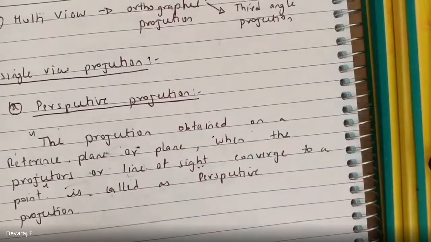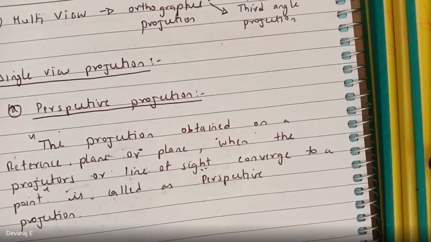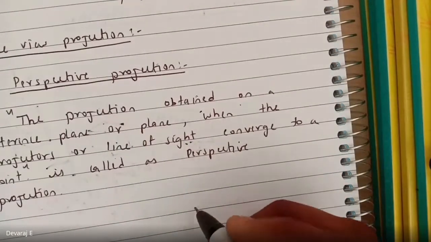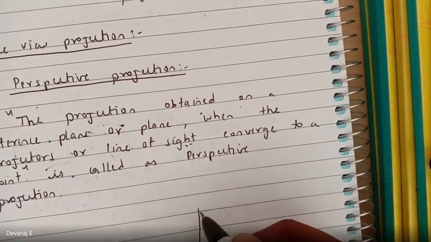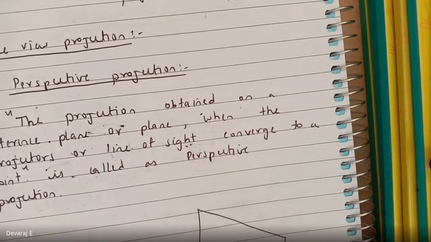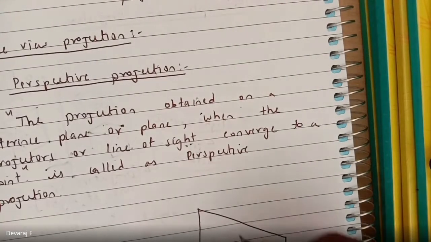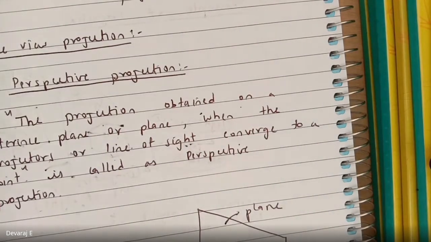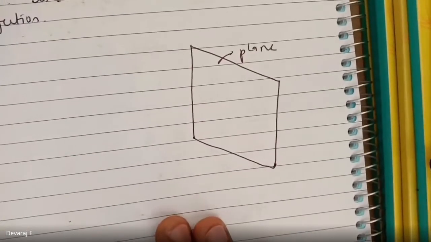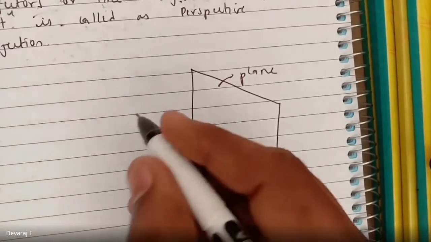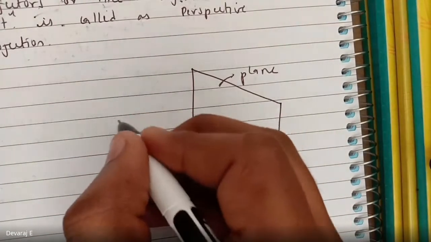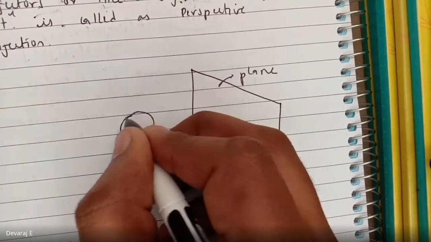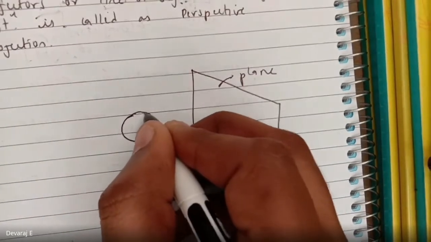Okay. So what is the meaning? See, it's very simple. So write down this sketch. If this is a screen, or if this is the plane, okay, this is the reference plane. Okay, if this is the object, okay, this is the object.